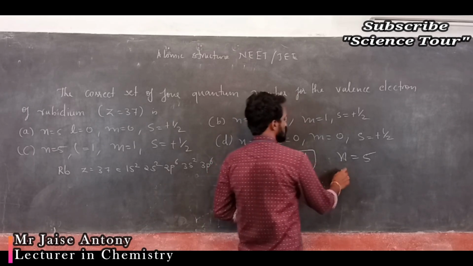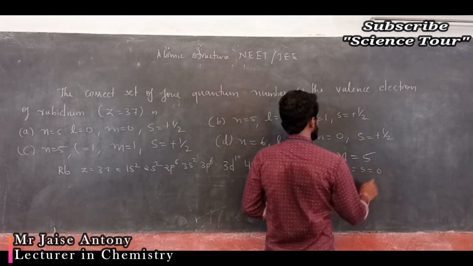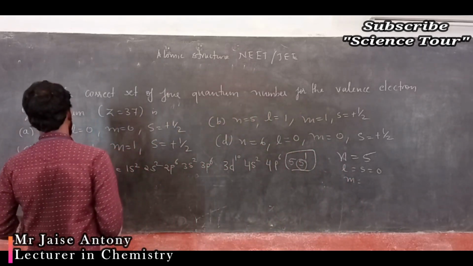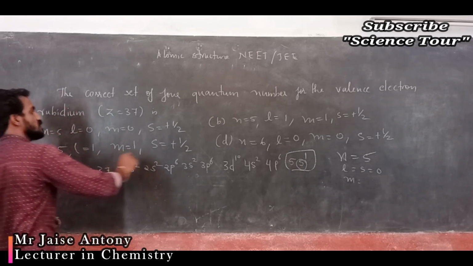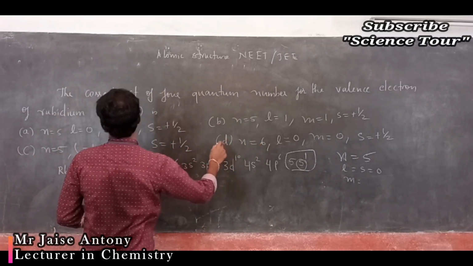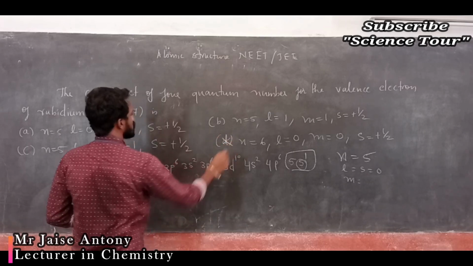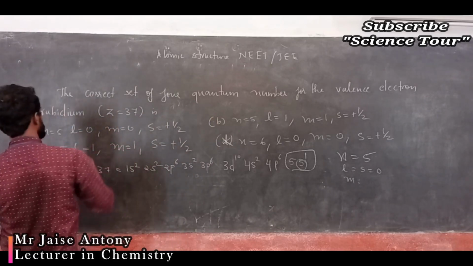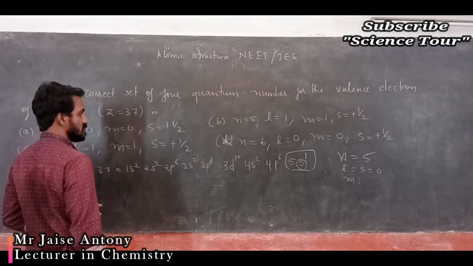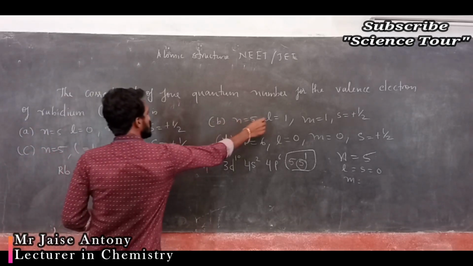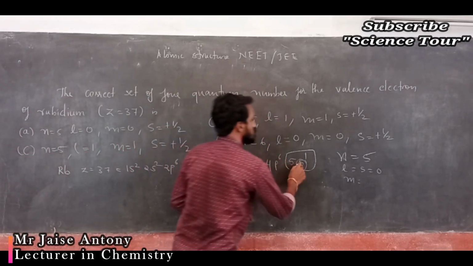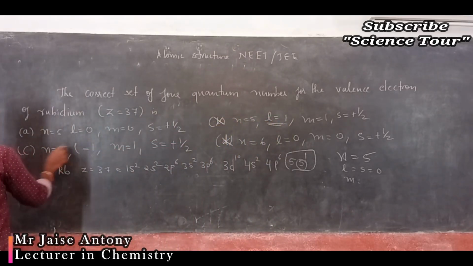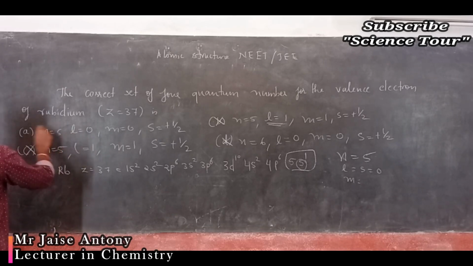The l value for an s orbital is 0. Then the m value. See here, 4 quantum numbers are given. First, n is equal to 5. This option has n is equal to 6, this is wrong, you can leave this one. n is equal to 5 in these 3, so these are okay. In these 3, the remaining two are wrong, because the l value for 5s is 0. Here the l value is 1, this is wrong. Remaining one is A.